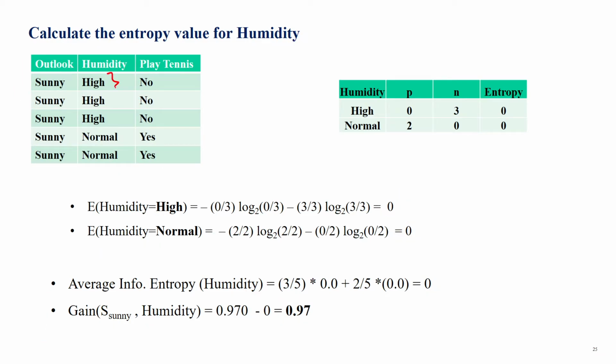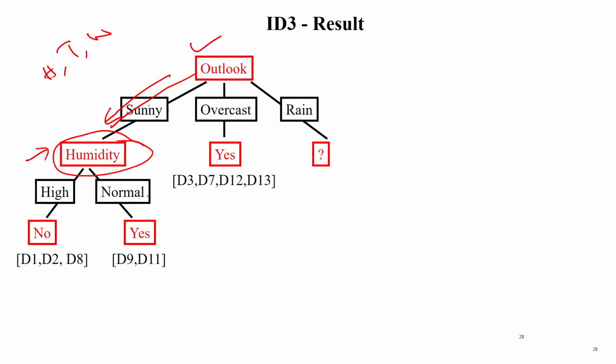Whenever high, there are only samples with a single class. You look at that, all samples are belonging to a single class: no. When normal, all the samples are positive class. So when normal, all are positive. When high, all are no. So now there are three samples belonging to humidity high.